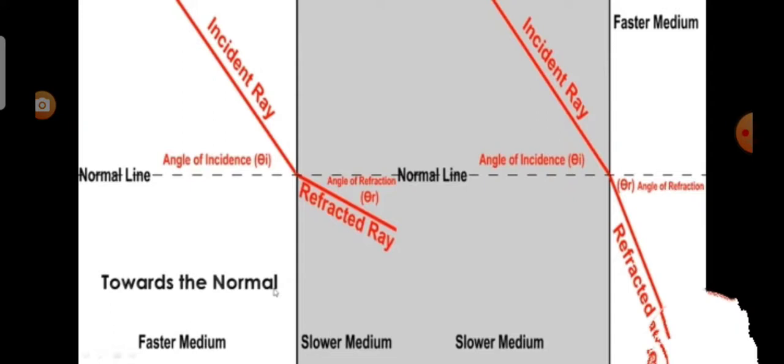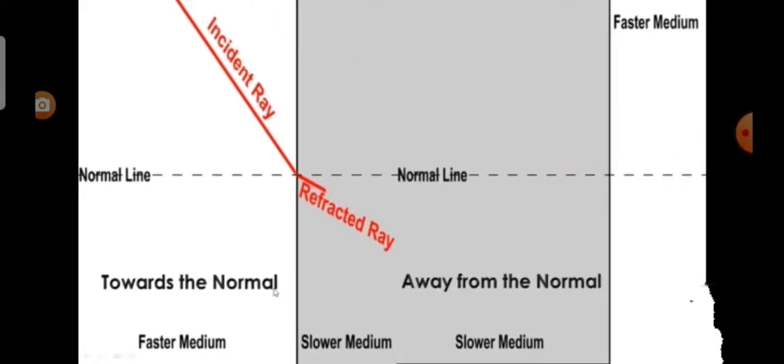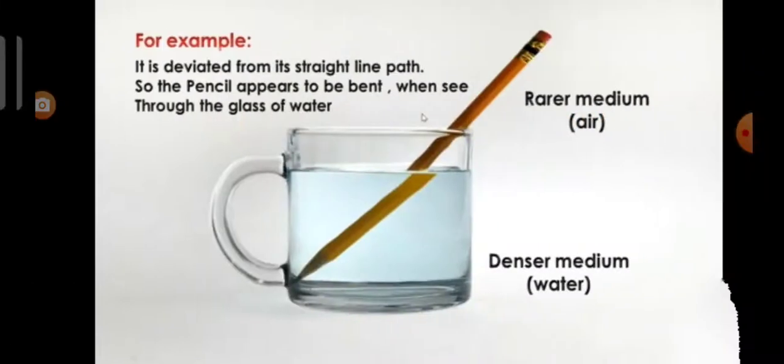Here the light rays traveling from a rarer medium like air into a denser medium like glass or water are deviated from their straight line path. This bending of light about the normal at the point of incidence as it passes from one transparent medium to another is called refraction of light. When a light ray travels from the rarer medium into the denser medium, it bends towards the normal, and when it travels from the denser medium into the rarer medium, it bends away from the normal.